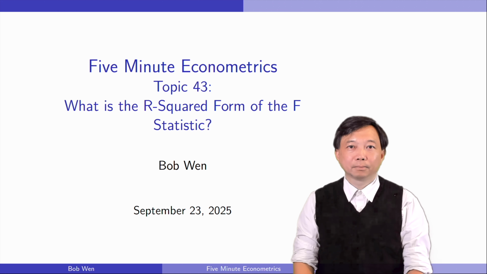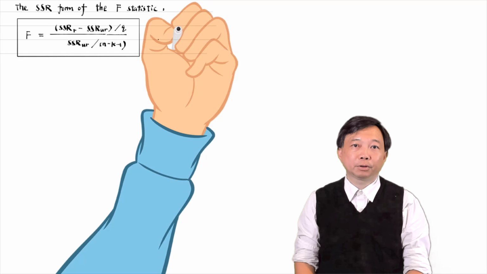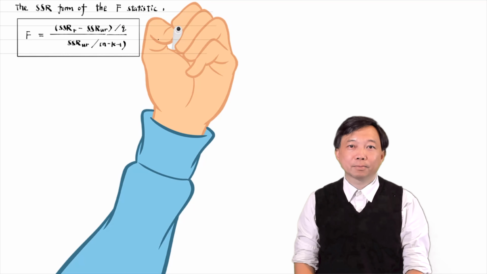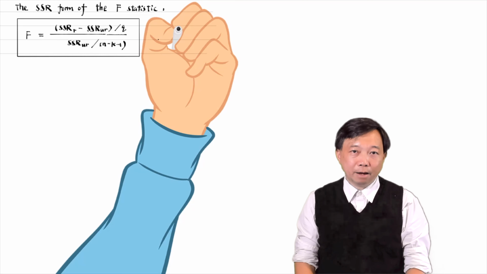We have learned the F-statistic, which is expressed in terms of the residual sum of squares. Today, we will derive the R-squared form of the F-statistic.